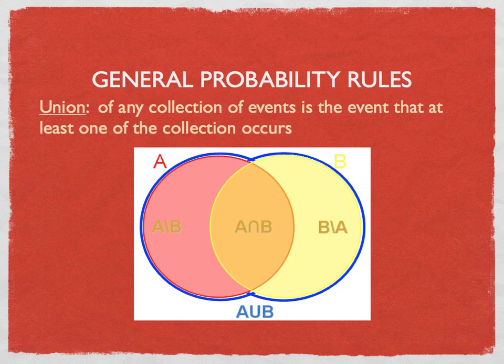Well, what does that mean? When we are talking about a union, A union B, event A happening, or event B happening, and we can write that like this: probability of A or B happening.